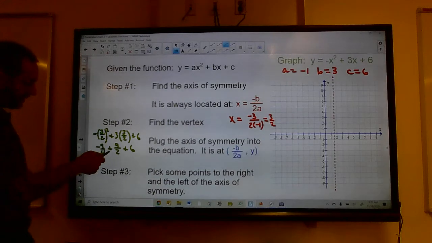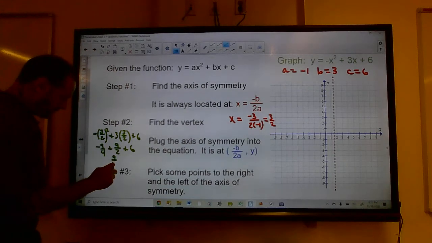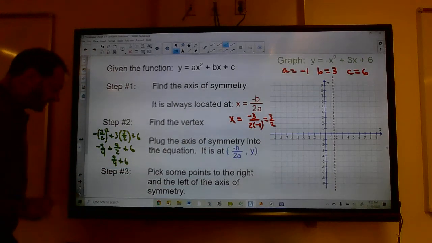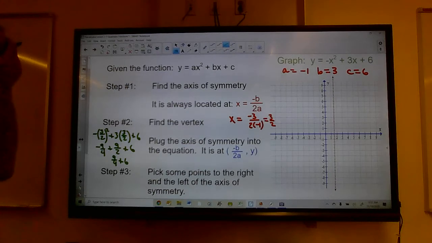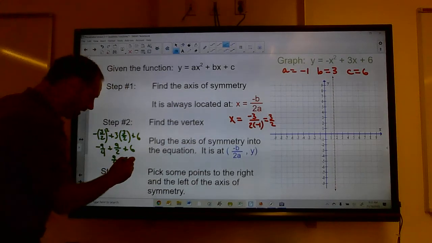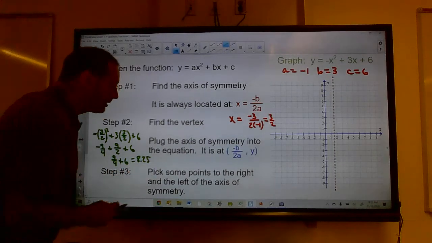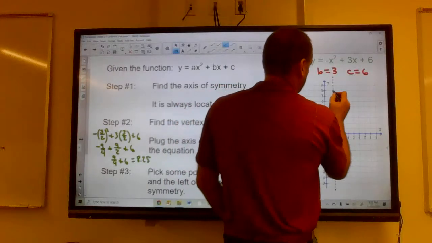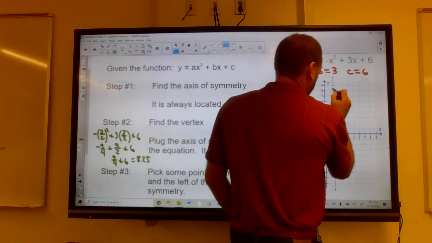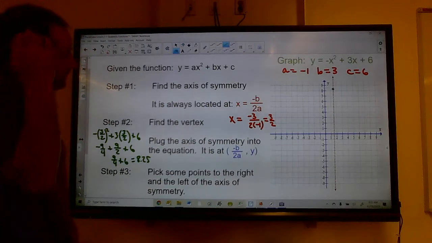So if I get a common denominator here, this would be 18/4, and I add that to this, that's going to be 9/4 plus 6. So 9/4 is what? 2 1/4. So this is going to be 8 1/4. So I'd go over here in my graph, and I'd go up to 8.25, would be right about there. So there's my vertex.